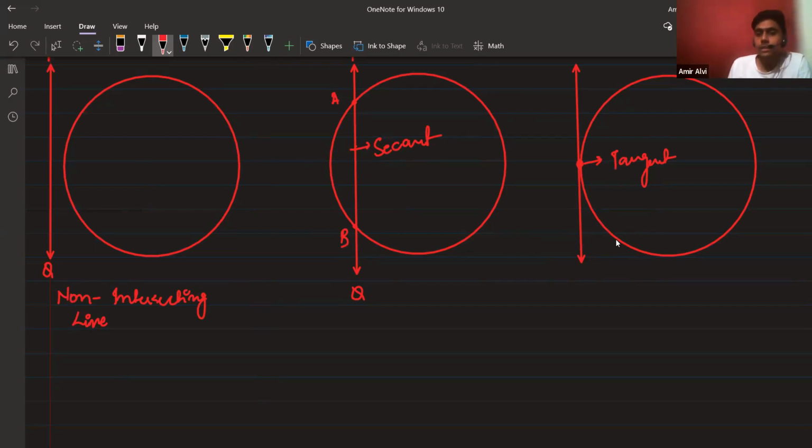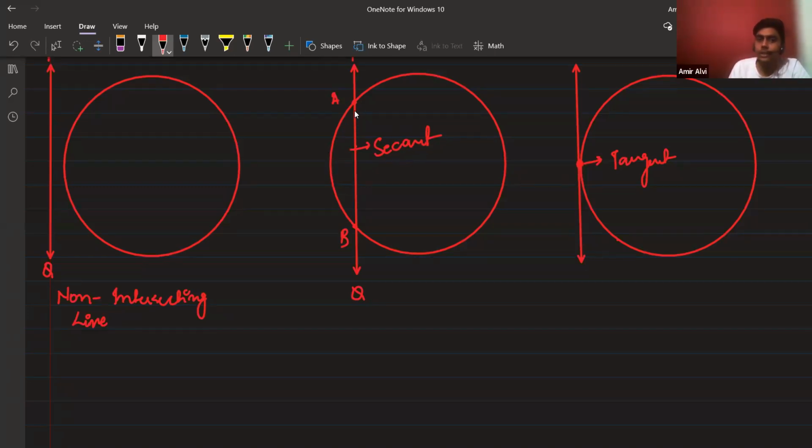And for one point, only one tangent can be present. If I'm saying that this is the point, then only one tangent will be present. No other tangent will be present. Clear, everybody? Yes. Any doubt? No, sir. Sure? Yes, sir. Very good.